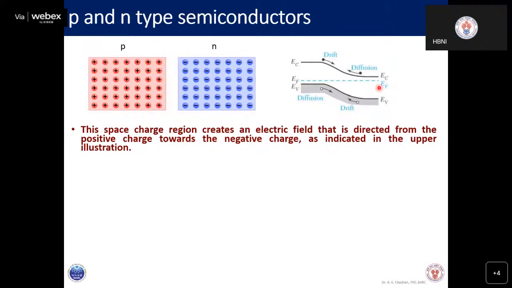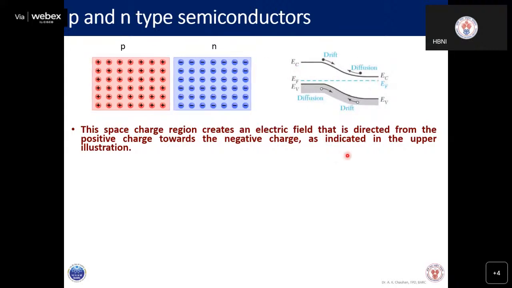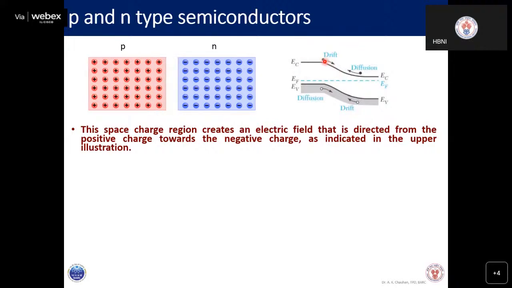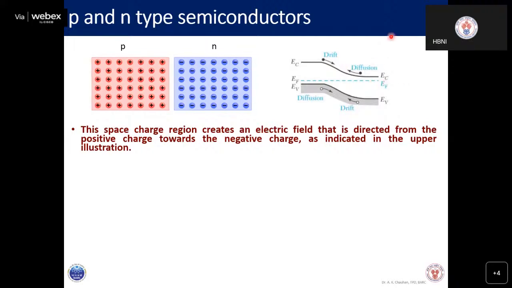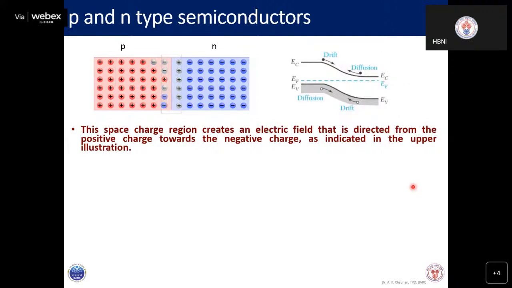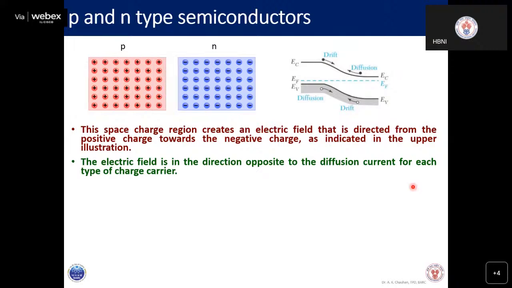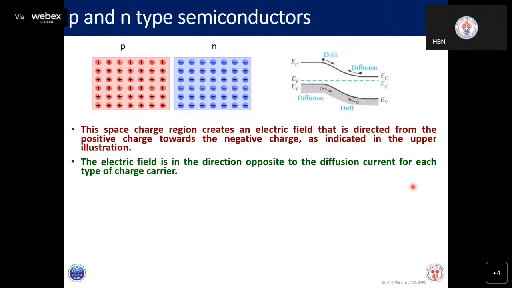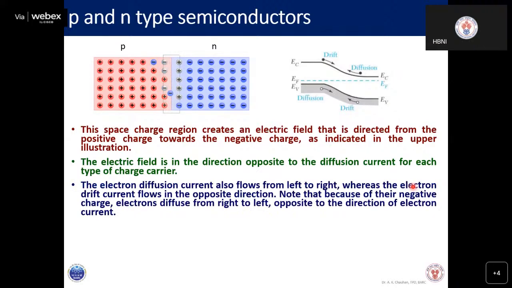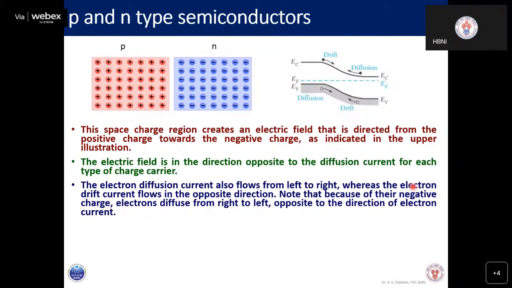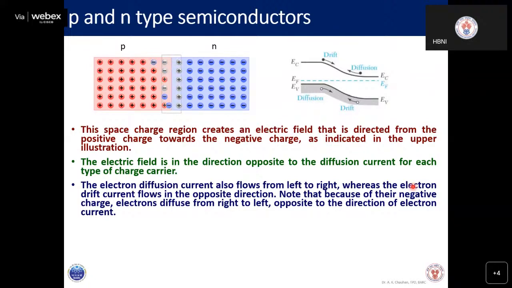So this is shown here. You see this gap, if you subtract this minus this, effectively a potential is developed. The electric field is in this direction, opposite to the diffusion current for each type of charge carrier. So the electron diffusion current flows from left to right, whereas the electron drift current flows in the opposite direction.